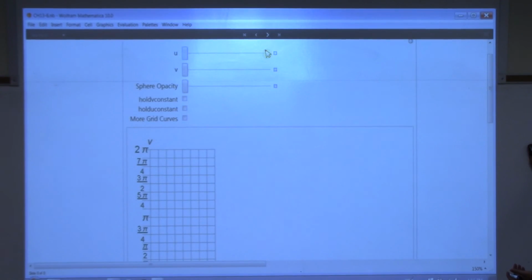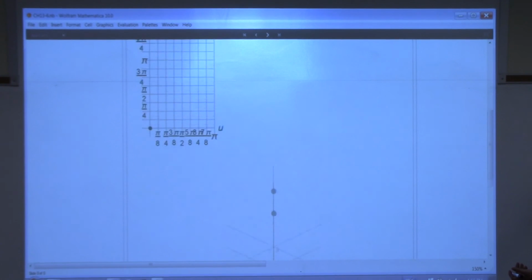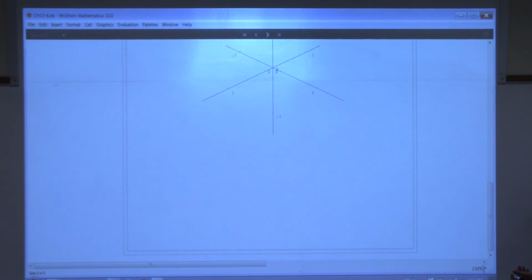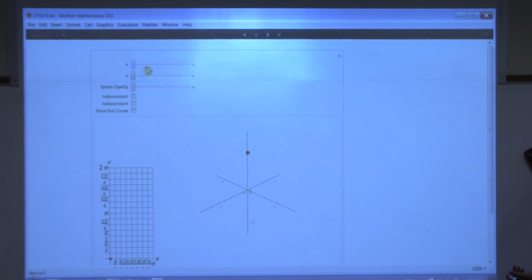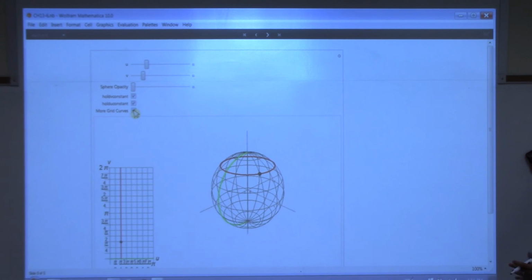Then if I look at, where's my picture? There it is. I want to hold the v constant. So if I hold my v as a constant and let my u change, I'm going to draw these little semicircles. If I hold my u constant and let my v change, I'm going to get all these circles in the other direction. If I put all these together, I get all these grid lines together, and it creates the sphere. All right?